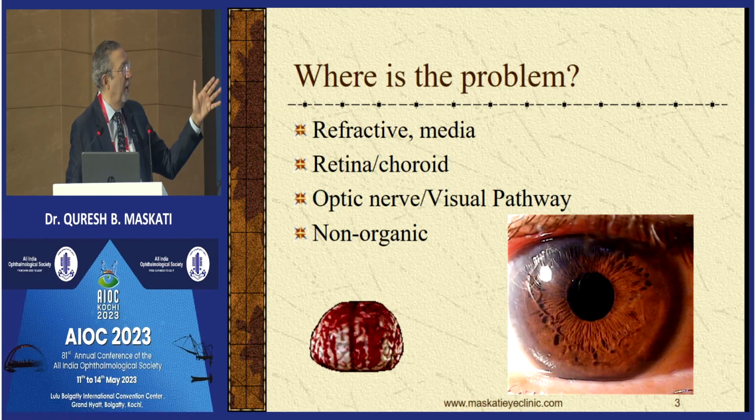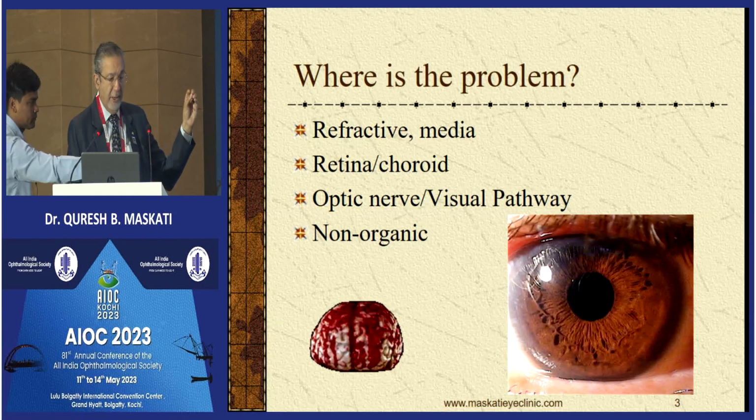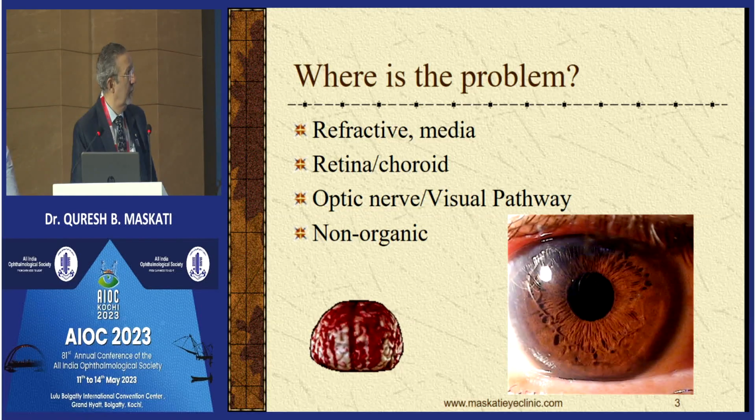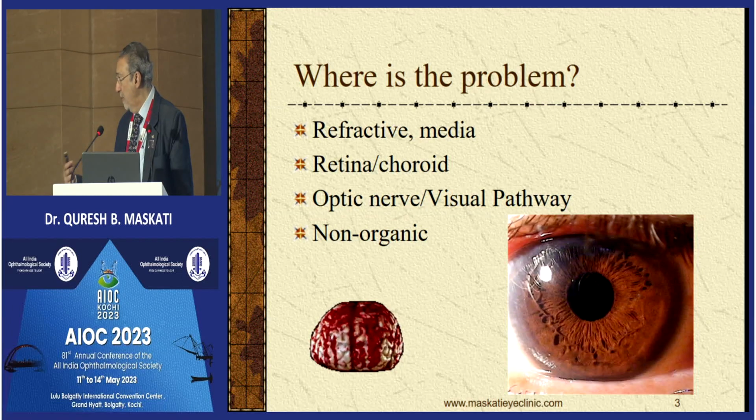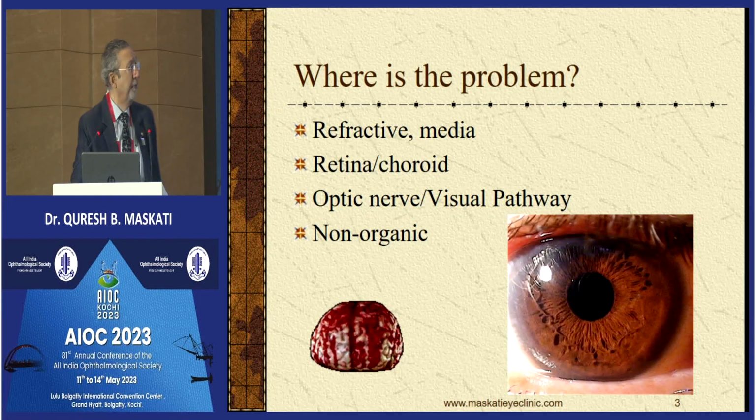So where is the problem? Is it a refractive issue somewhere in the media? Is it in the retina choroid? Is it in the optic nerve or visual pathway? Or is it a non-organic thing? So let's see if we can identify these.